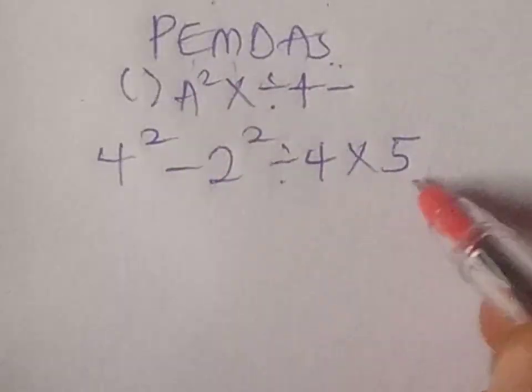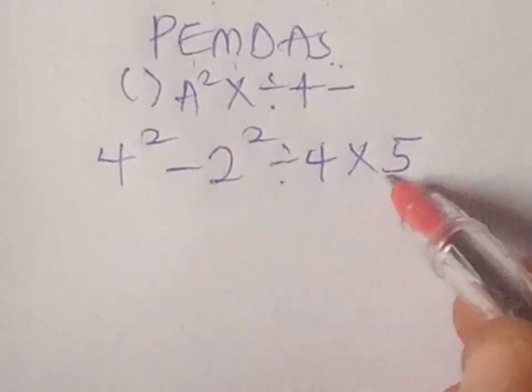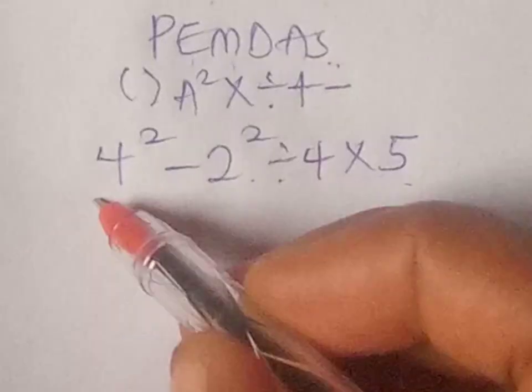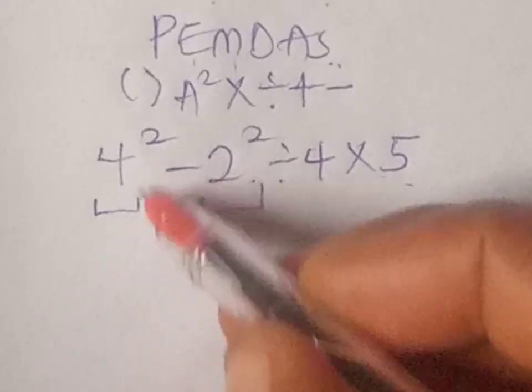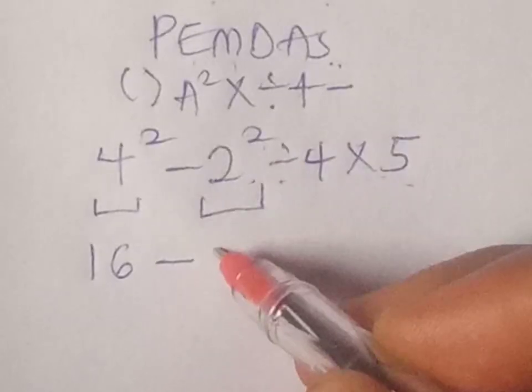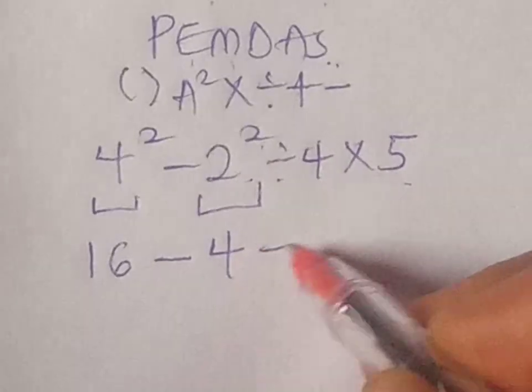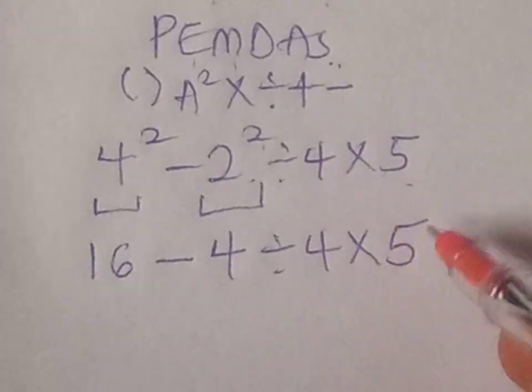Now, do we have any expression in parentheses here? No. Exponents, yes, we have them here. We have 4 square and 2 square. So 4 square gives us 16 minus 2 square gives us 4, divided by 4 multiplied by 5.